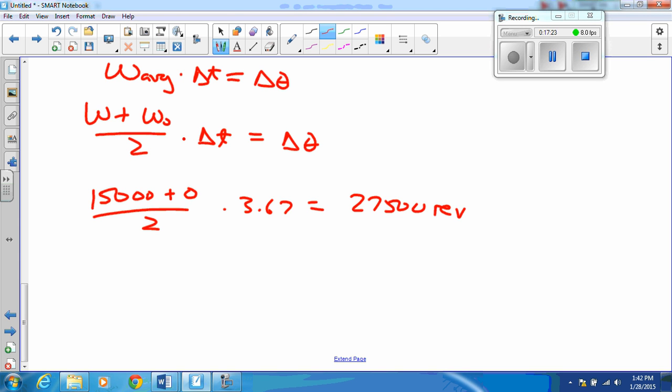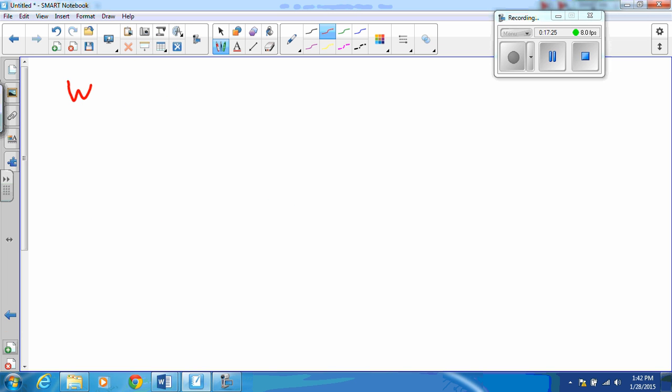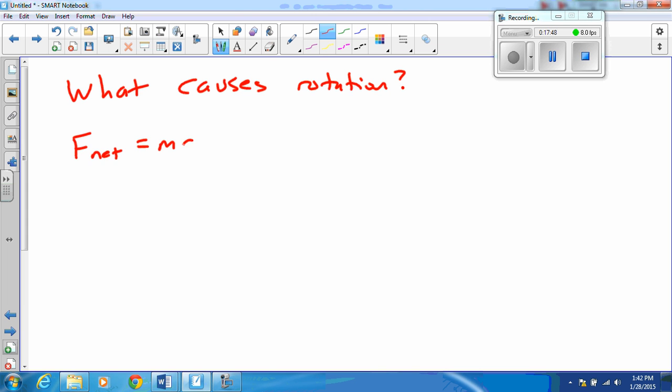Okay. So today we want to talk about what is it that causes rotation. And I take you all the way back to Newton's second law. Newton's second law was that the sum of forces is equal to mass times acceleration, and the net force equals mass times acceleration. And so we think of forces as that which causes motion, and it causes it by changing your velocity.